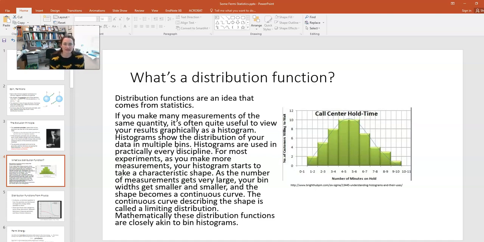Basically, we use a lot of histograms and distribution functions in a lot of different fields. They start off, say, maybe as a histogram here. This is, for example, call center hold time versus number of minutes for a business. You can see here lots of different folks like to use histograms and distribution functions. Basically, the idea is that for call center hold time, it's the number of customers willing to wait versus the number of minutes they're put on hold, right? So how many customers are actually willing to wait 9 to 10 minutes?